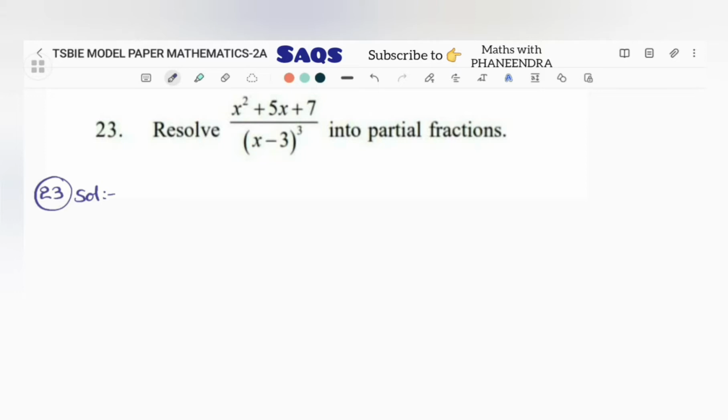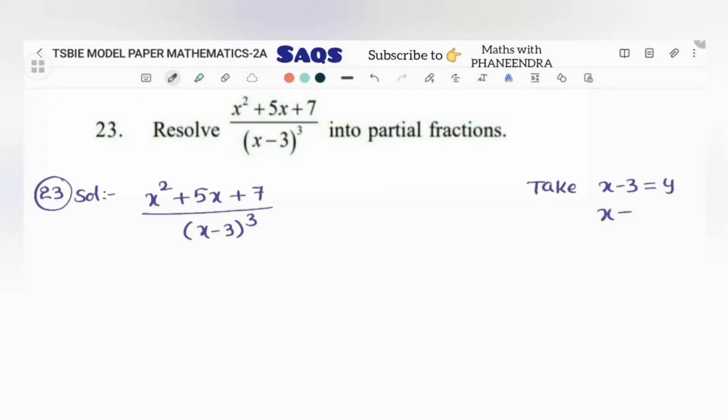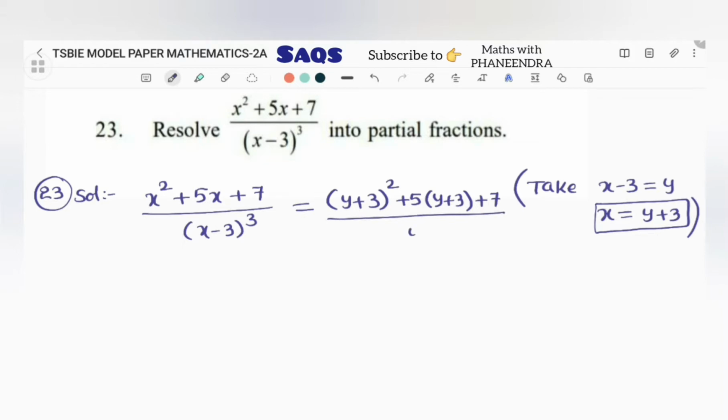Instead of that method, we are going to write the given expression differently. You have to write x square plus 5x plus 7 divided by x minus 3 whole cube. Here take x minus 3 is equal to some y. X in terms of y you have to write, so y plus 3 is the x value. So in place of x substitute y plus 3, and in place of x minus 3, y. So y plus 3 whole square plus 5 into y plus 3 plus 7 divided by y cube.